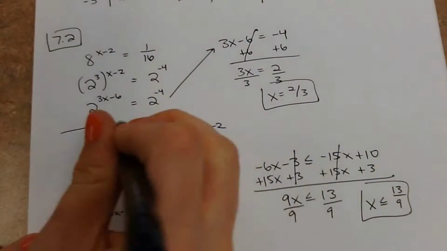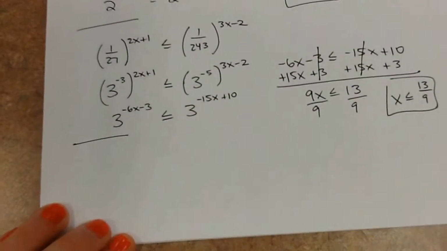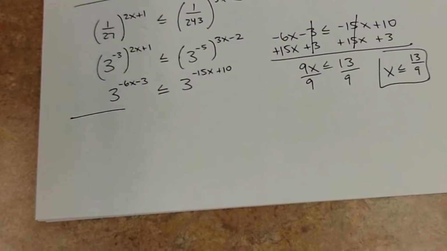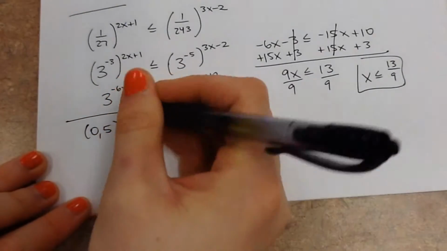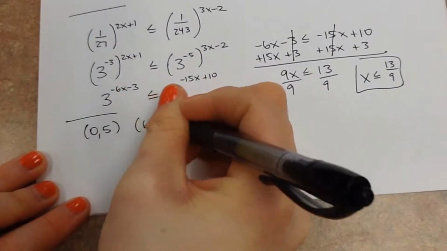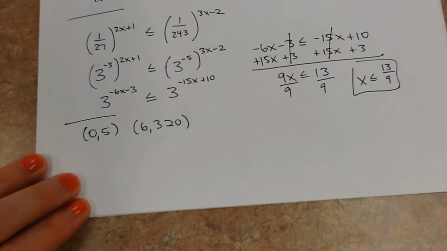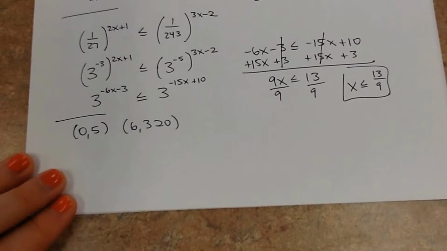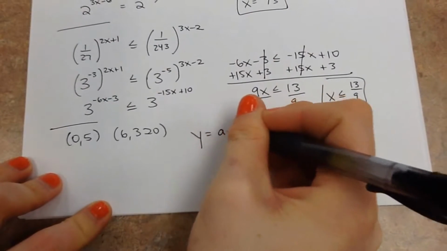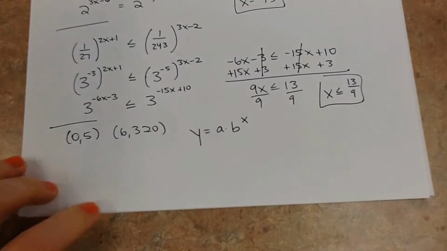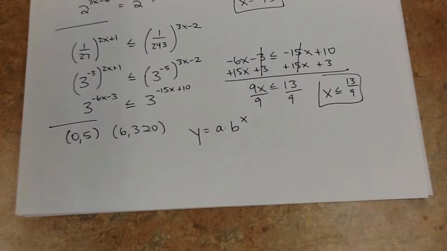Okay, then there's one more thing that we can do in section 7.2, and that's coming up with an equation. Okay, so say I give you 2 points, like (0, 5) and (6, 320), and I ask you to write an exponential function for the graph that passes through those 2 points. The exponential function looks like this, so you need to have that much memorized.